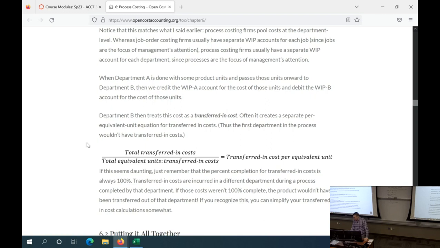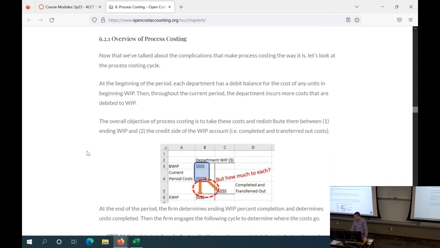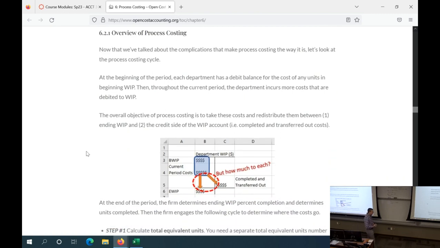This really doesn't factor into too many problems or too many elements of learning process costing, so I don't want you to focus on this one too much. It'll be there, but once you conquer the other problems, you'll be fine with that one. All right, so I like this illustration a lot. I think I'm going to finish here, and then we'll pick it up on Tuesday.